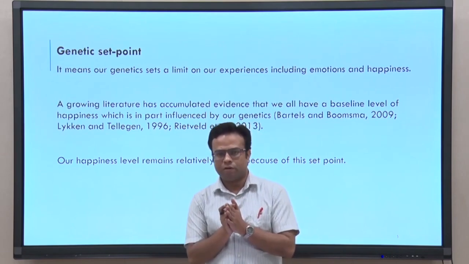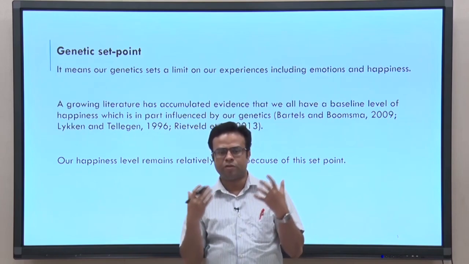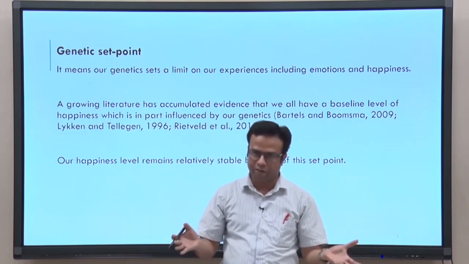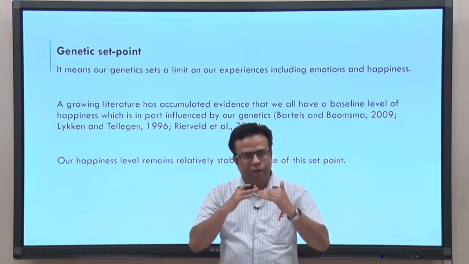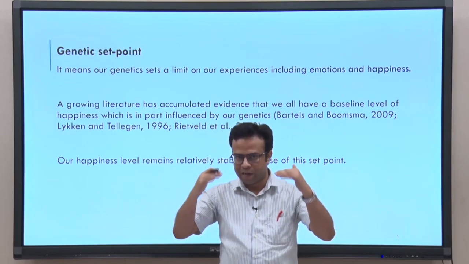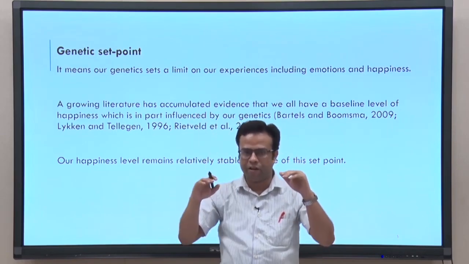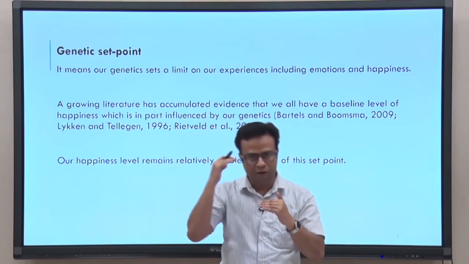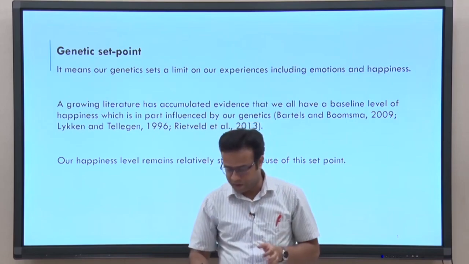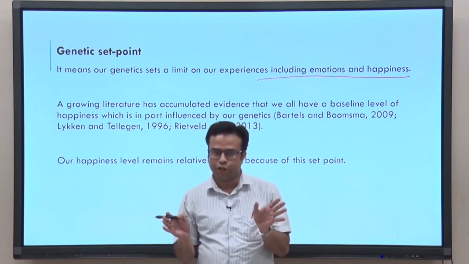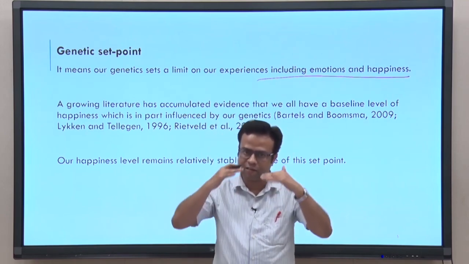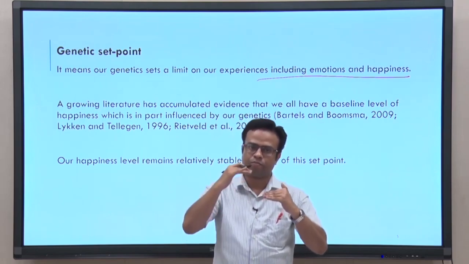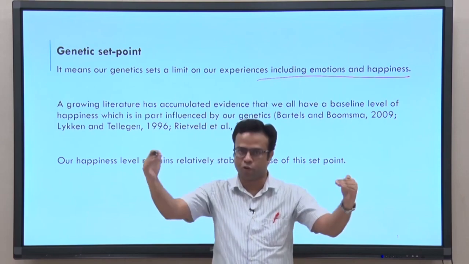Now, genetic set point basically means our genetic composition defines our characteristics, both physical as well as mental. So, genes influence almost every aspect of our life, both physical and mental. And our genetic composition sets certain limits to our experiences. It limits our physical characteristics, such as how much height you can have, or what the color of your skin will be. These are set by our genetic composition. Similarly, our genetics can set limits to our psychological characteristics, including emotions and happiness. So, this is what we need to understand. Genetics is continuously influencing and setting certain limits. You cannot expand something indefinitely, primarily because the composition of our genetics is influencing those things.